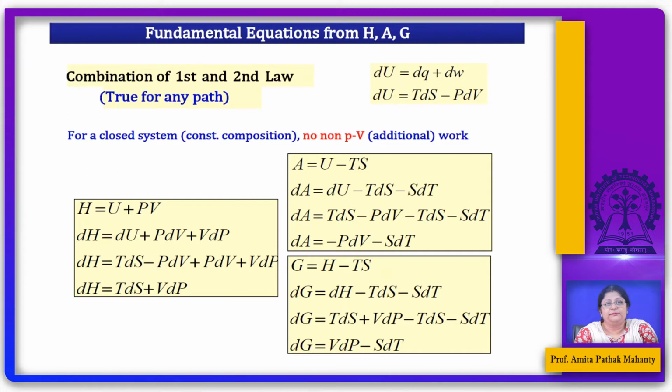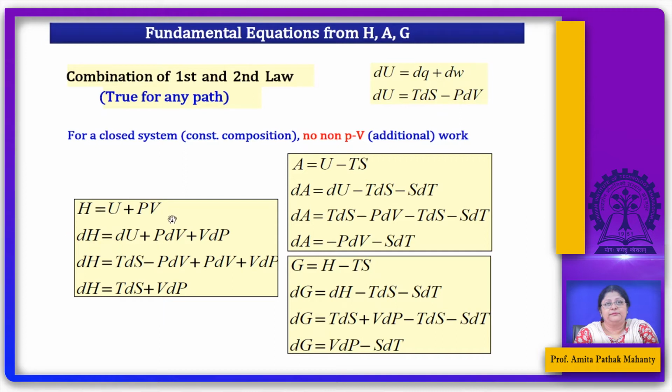Now we are having a closed system. We have not considered non-PV work, only PV work so far, and we have always considered an ideal system and a closed system. Now, as I have developed one equation, we are going to develop four fundamental equations dealing with the four thermodynamic potential terms. So first is the internal energy, which we have got from the first law and second law, just replacing dq by T delta S.